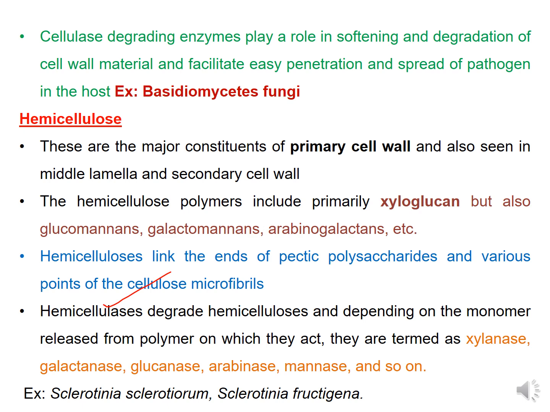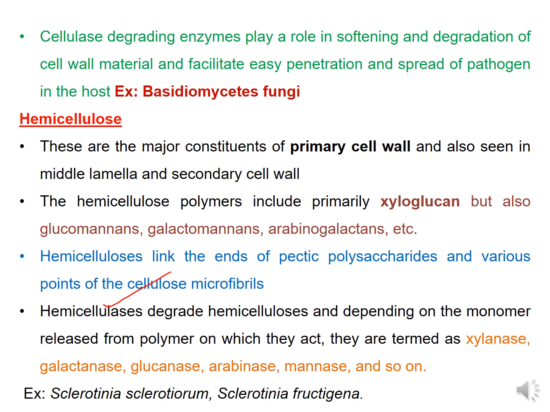These are nothing but a cellulose backbone linked with xylose, glucose, galactose and arabinose polysaccharides. Hemicelluloses link the ends of pectic polysaccharides and various points of cellulose microfibrils. In the previous picture I showed that hemicellulose is connecting these microfibrils.